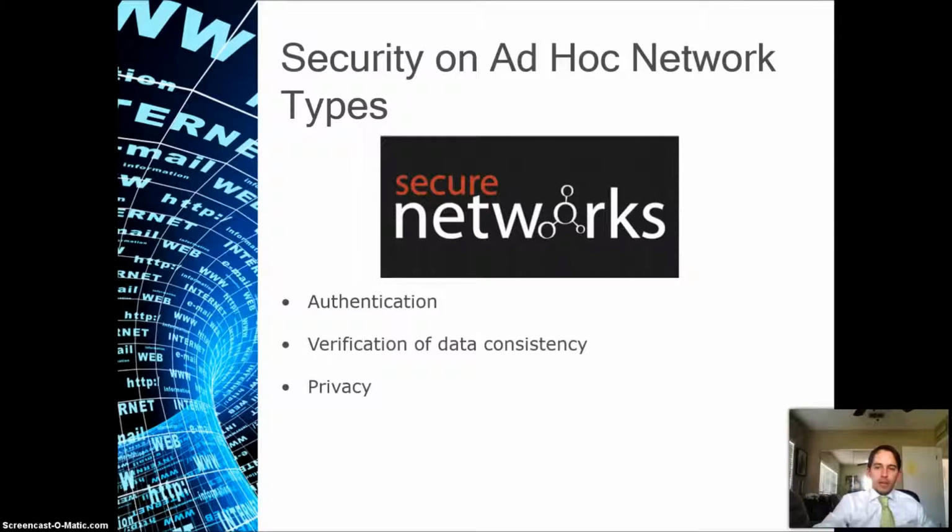So, security of ad hoc network types. First, there's authentication. That's where the node can authenticate the message it received is from a valid, legitimate sender, and the message is actually legitimate. Verification of data consistency, meaning that the message received is compared to older messages to make sure that it's very consistent. Privacy. It's when the node's privacy can be protected from the government and other observers, like snoopers.